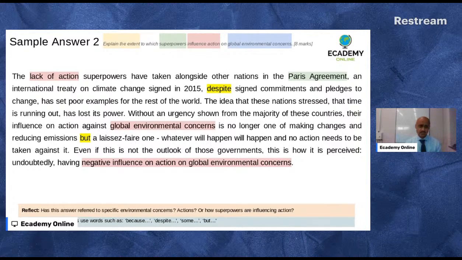This is very common for A-level candidates to do in the exam. And often why they do it is because they're just trying to start writing everything that they know about a particular idea.